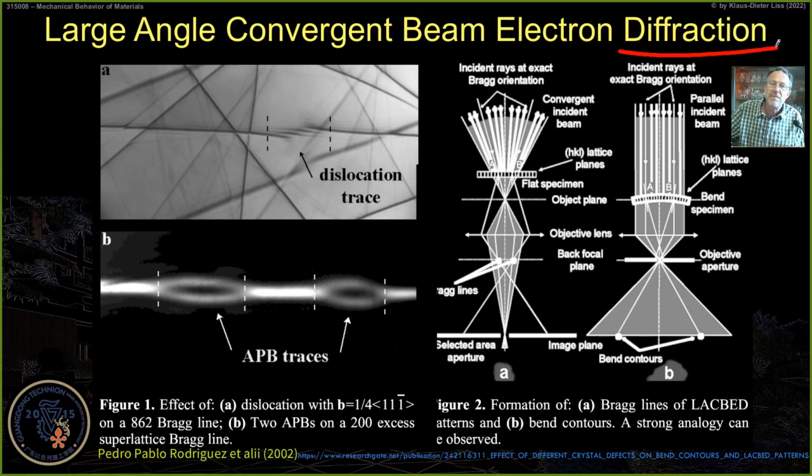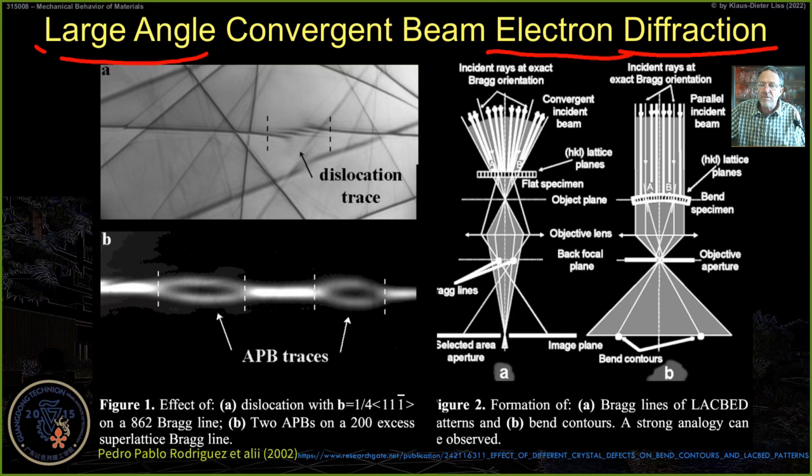Diffraction means Bragg diffraction, Bragg's law, Bragg equation. It's electron diffraction because we do electron microscopy. It's large angle diffraction, so it's not small angle diffraction. It's typical normal angle Bragg diffraction, Bragg interference. Yeah, Bragg's law. You have learned Bragg's law. So that's relatively large angles.